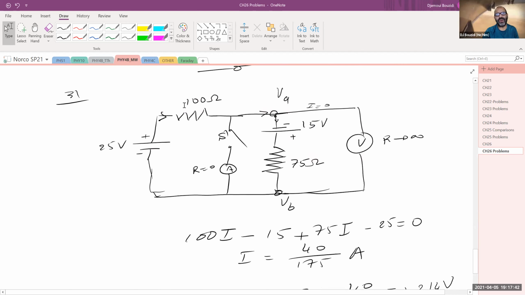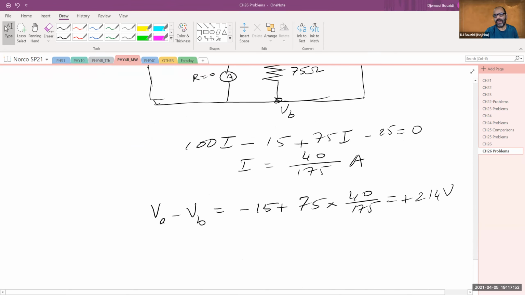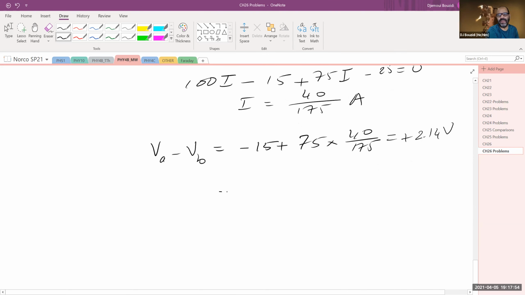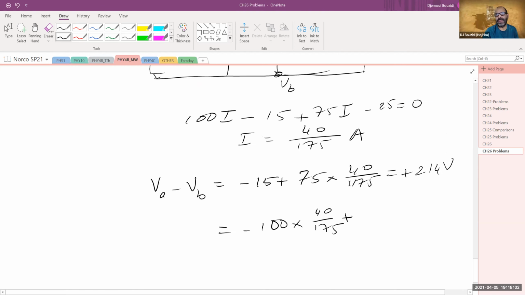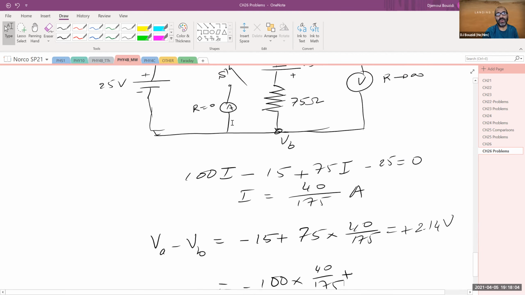Now, how about if I calculate it from the other side? That should be the same answer. So if I go from the other side, I'm actually going against the current. So I'm going negative 100 times I, and I is this number. So this should be the same thing as negative 100 times I, and I is 40 over 175, plus now, because I'm coming from positive to negative, it's plus 25.